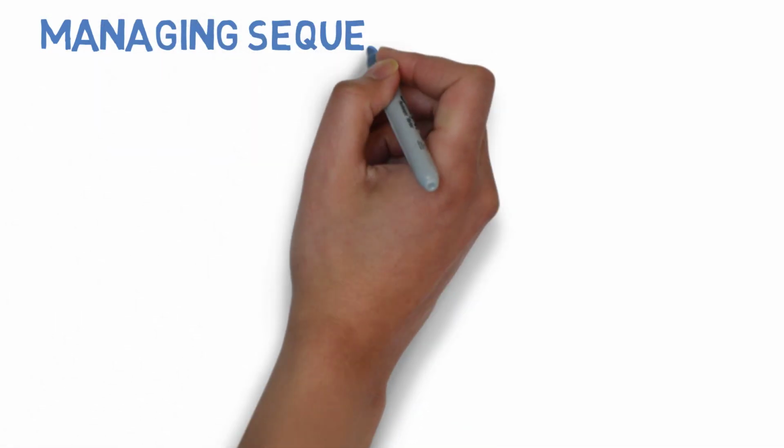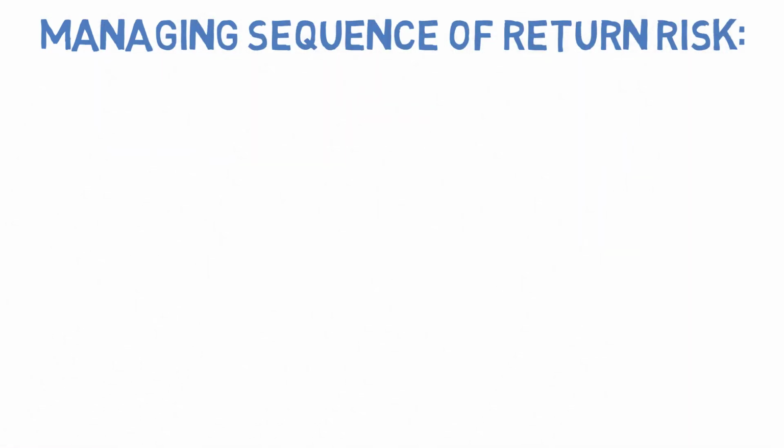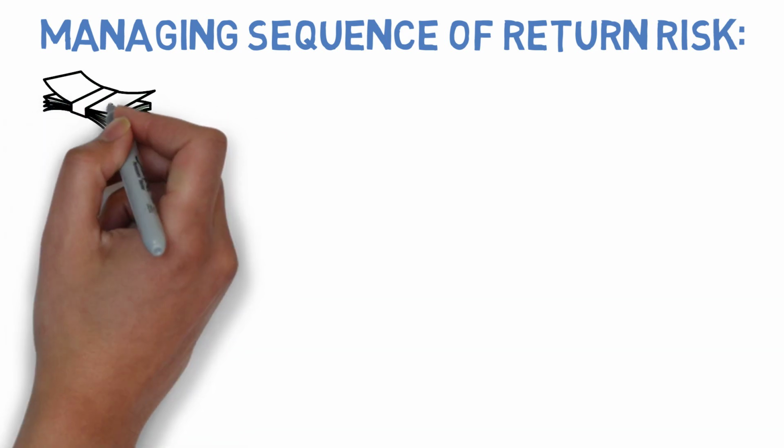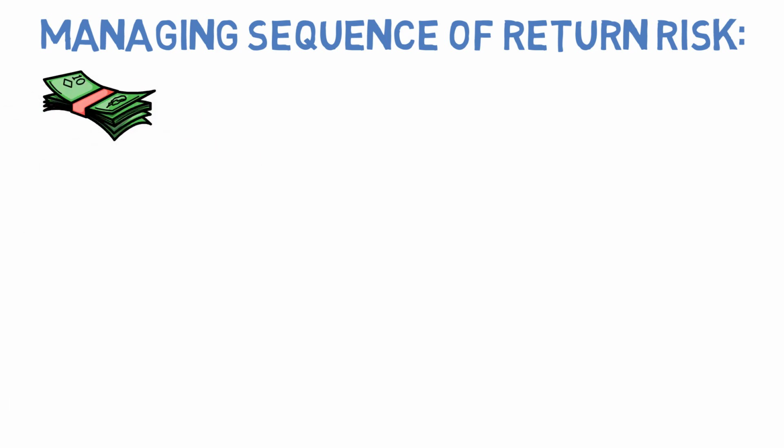Which brings us to the last question of today's video. How do you manage sequence of return risk? Well, there's the obvious answer of investing more of your money into investments that have historically had more dependable returns, but there are a few other things you can do.